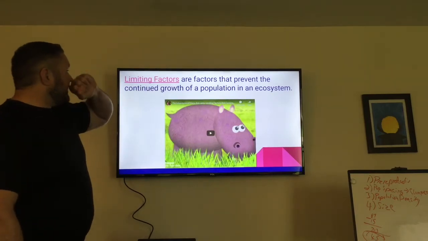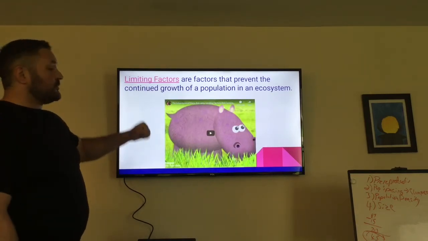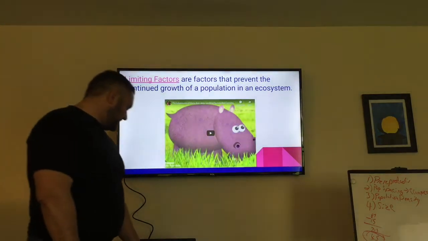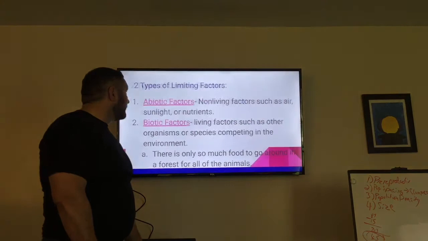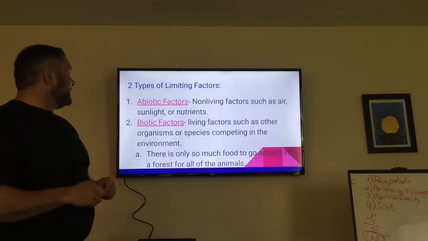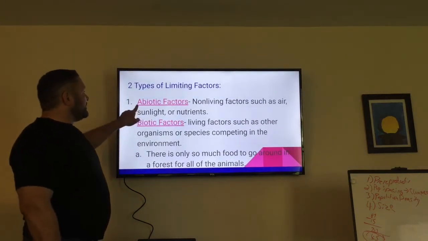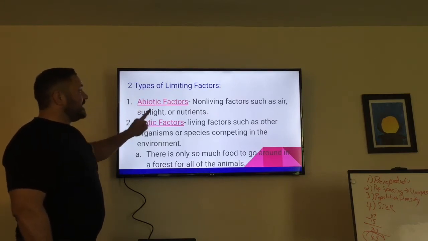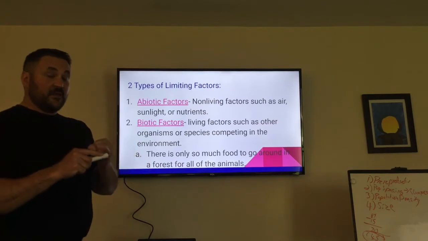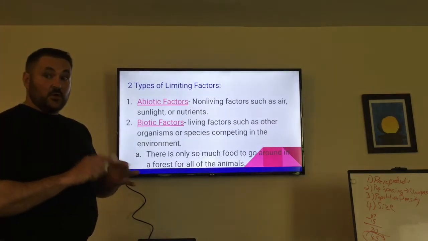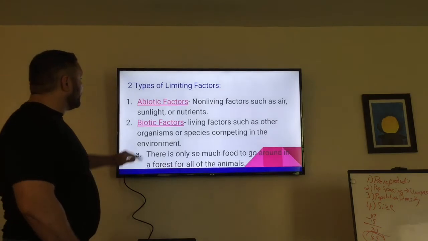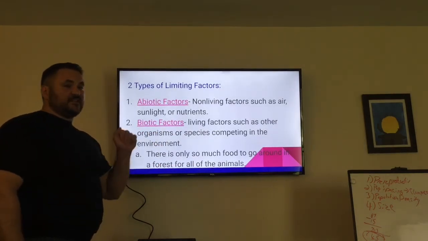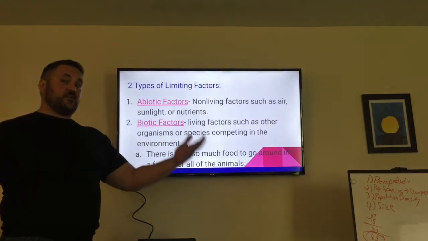Limiting factors are things that are going to prevent the continued growth. Usually this is the amount of sunlight, the amount of water, can be predators. There's all different kinds of things that are going to limit population growth. There are 2 types of limiting factors. Abiotic. When you see the A in front of something in science, A means not. So abiotic are not living factors. Abiotic factors are going to be air, water, soil, temperature, rainfall. Biotic factors are living things, trees, plants, things that are predators, things that are prey animals.